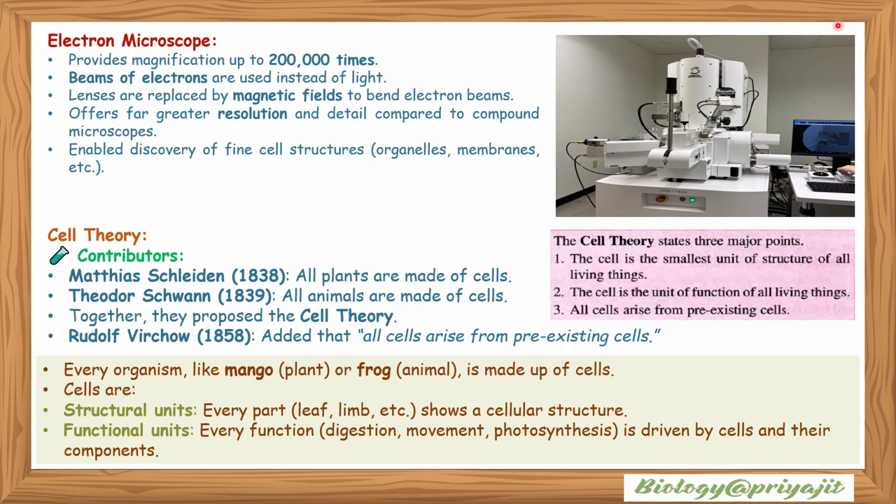Every organism like a mango plant or a frog is made up of cells. Cells are basically structural units. Every part, leaf, limb, etc., shows a cellular structure. Functional unit: every function like digestion, movement, photosynthesis is driven by specific cells and their components.